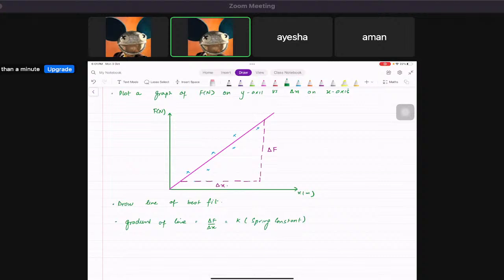Now just a small note here, just to remind you people, and that is the line should always start from the origin, because that's how it should be, and we've learned this too. Any questions, please let me know.